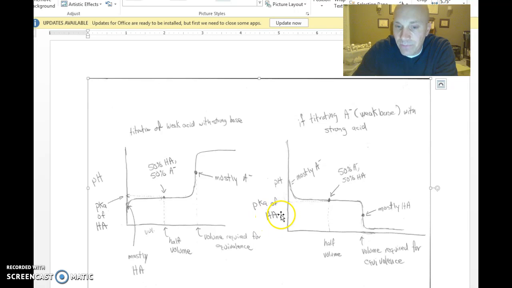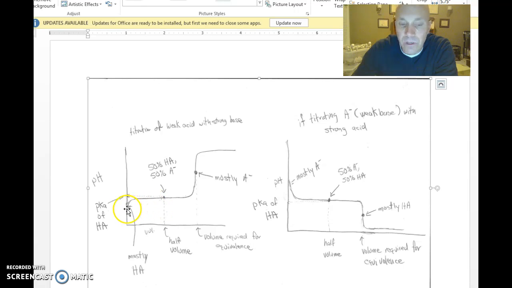The only difference here is that the HA is going to be the conjugate acid right here, whereas when you were doing this titration, your HA is the starting acid. We would consider that just the starting acid. We wouldn't call it the conjugate acid here, because it's the thing that this reaction is starting with, whereas here it's the thing that this reaction is ending with.